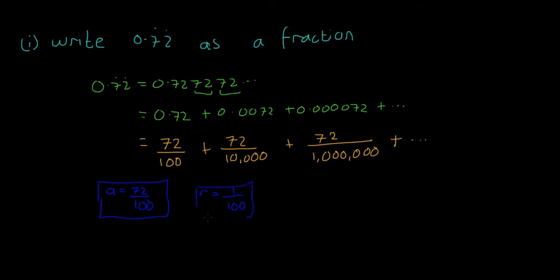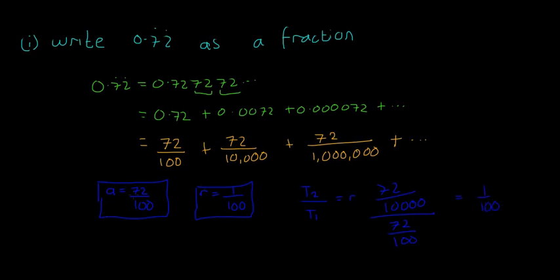Or if you're not so sure about that method, you can always remember that T2 divided by T1 is equal to R. So if you write, say, 72 over 10,000 and divide that by 72 over 100, pop that into the calculator and you'll get 1 over 100 either way. So either of those methods work fine.